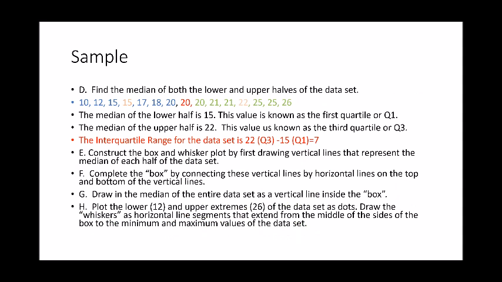Next, I'm going to find the median of both the upper and the lower halves of the data set. Both of those have odd numbers of entries. So the median of the bottom set is 15. The median of the top set is 22. The median of that bottom set is the first quartile, or Q1. And the median of that top set is the upper quartile, or Q3.